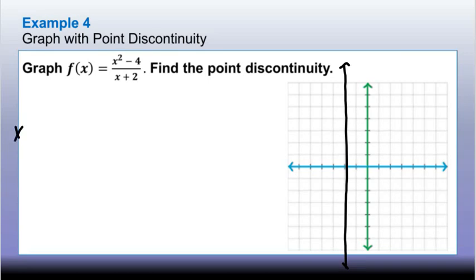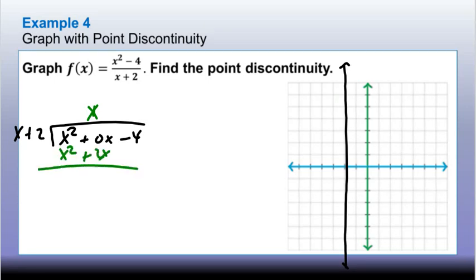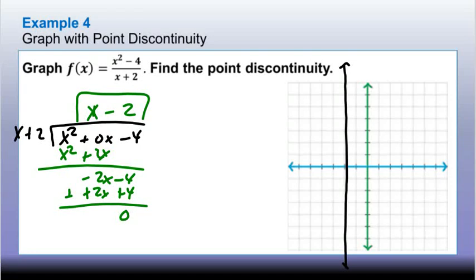So if I did x plus 2 divided by x squared plus 0x minus 4, I would have a 1, or just plain x. That'd be x squared plus 2x gives us a minus 2x minus 4. Minus 2 gives us a minus 2x minus 4. Add the opposites, it gives us 0. So our oblique is at -2. I drew this line through here.